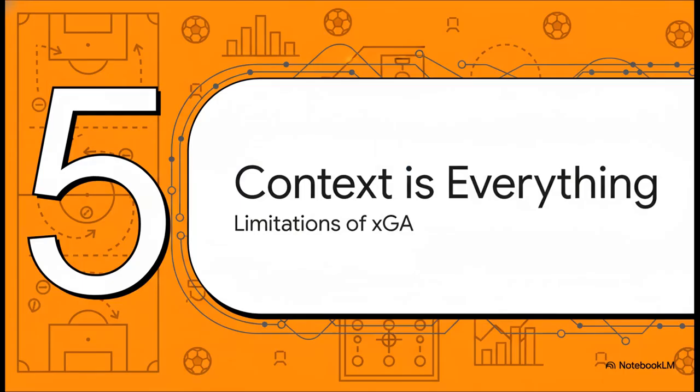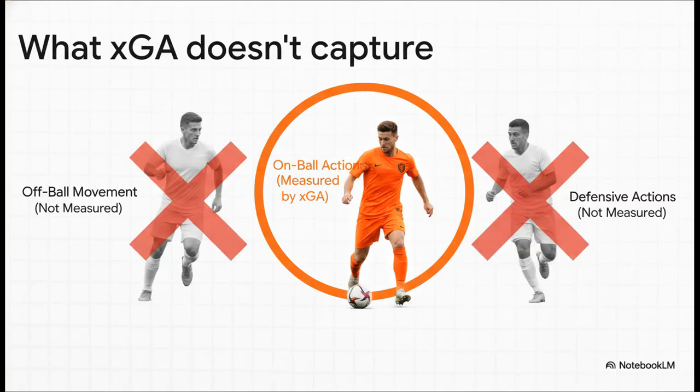Okay, but before we get carried away, we have to talk about the fine print. This is super important. Like any stat, xGA is just a tool. It is not the final word. It's incredibly powerful, but it's not perfect, and you have to use it with some context. So you always have to keep in mind what xGA can't see. Since it only tracks what happens with the ball, it has no idea that a forward just made a brilliant decoy run that pulled the center back out of position. It doesn't see a player's defensive work, how well they press, or how smart their positioning is without the ball. It tells you what they do with the ball, and that's only part of the story.